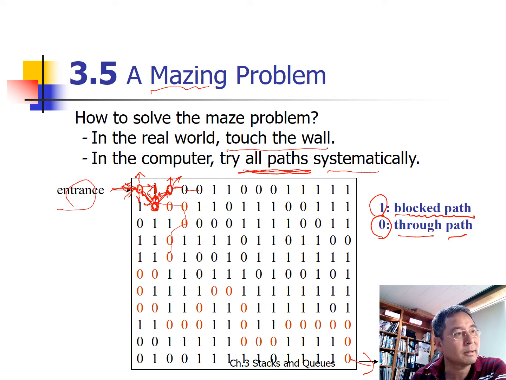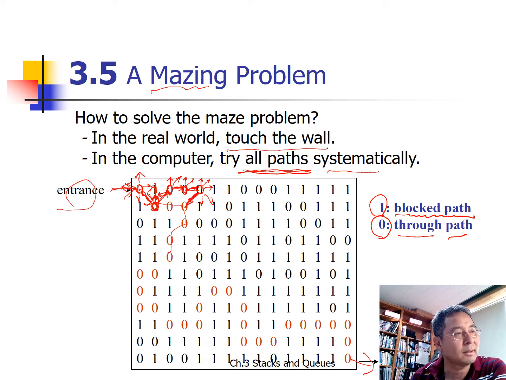And this one, how about this one? This one is good. Okay, and also at this point, we will look at this direction. No. Oh, this one is okay. So this one is okay. Now, how about this one? No. This one, no. This one, no. This one, no. But this one is okay. Yes, this one.